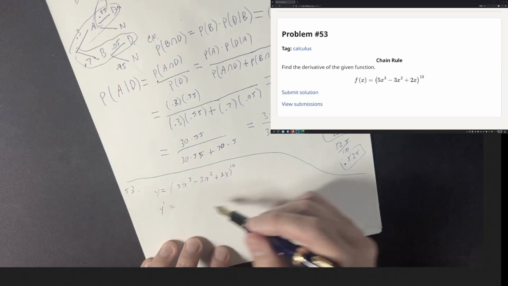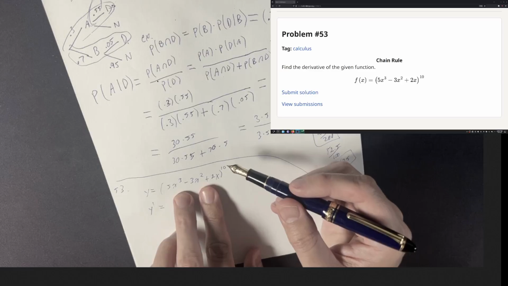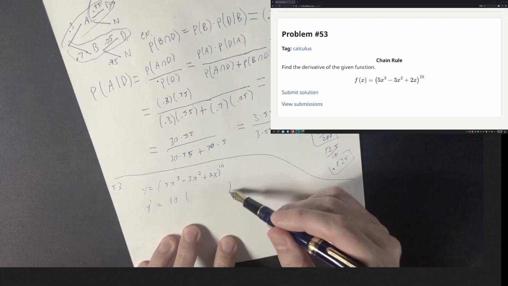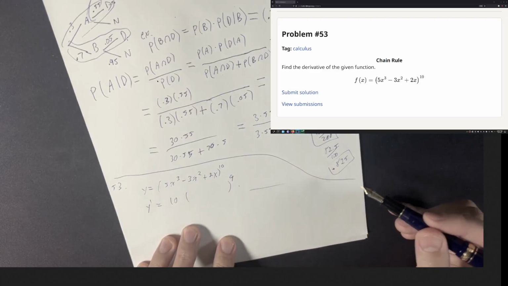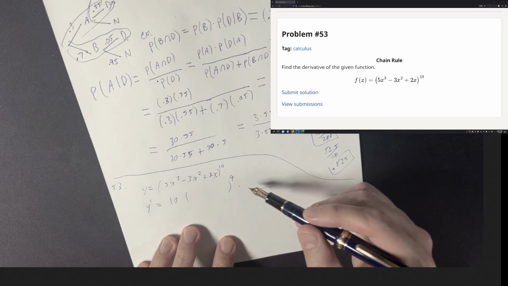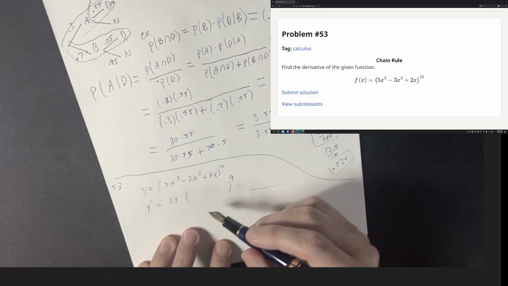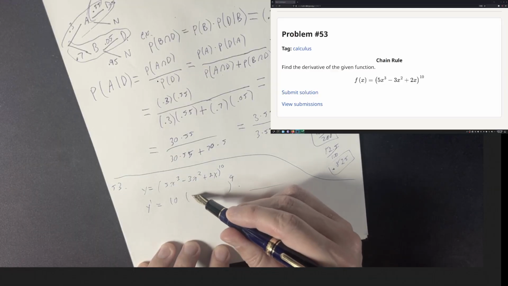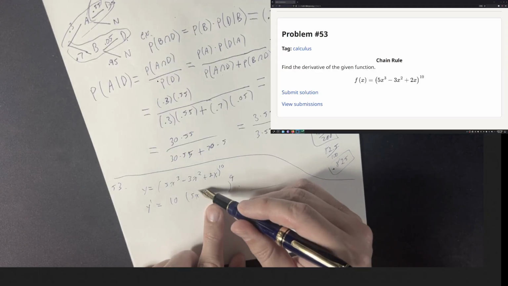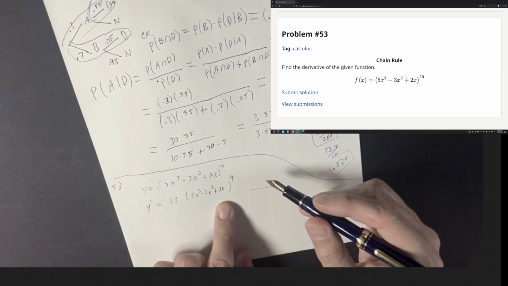Y prime will be. I do the power rule on the outside, like I treat it as stuff. I just keep calling it stuff on the inside, or u. So you get 10 stuff to the 9 times the derivative of that stuff. It's like 10u^9 times du/dx, or 10u^9 times u prime. So we just rewrite the inside stuff. It's like 10 inside stuff to the 9 times the derivative of this inside stuff.